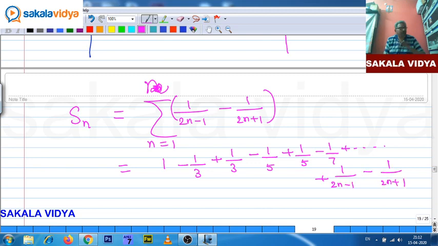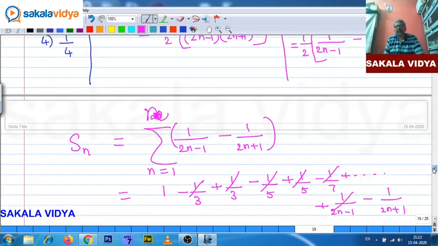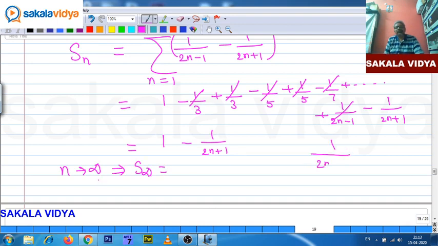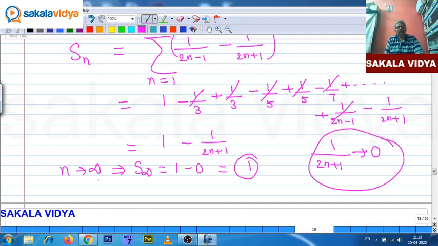This is called a telescoping series. Now 1 by 3 gets cancelled, 1 by 5, 1 by 5, 1 by 7, and so on. So now we have 1 minus 1 by 2n plus 1. But we need to find n tends to infinity, that means S infinity. As n approaches infinity, this 1 by 2n plus 1 becomes 0. So 1 minus 0, 1 is the answer.